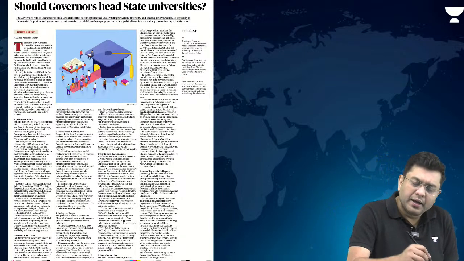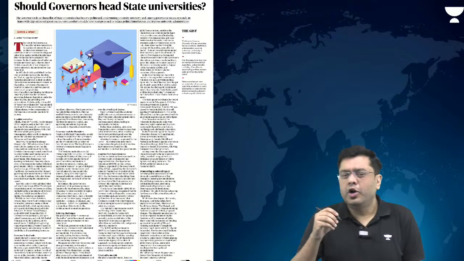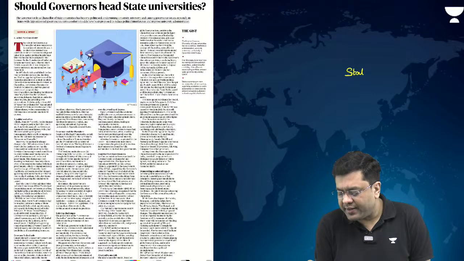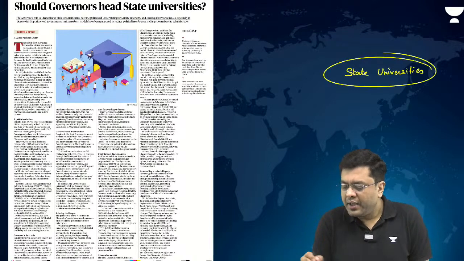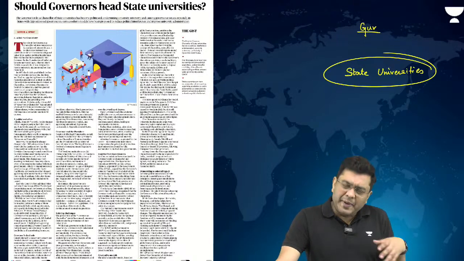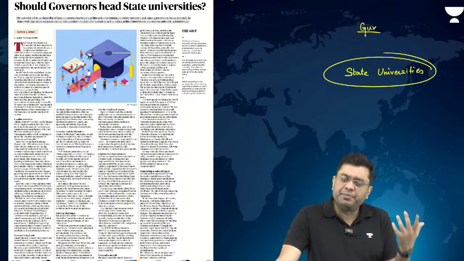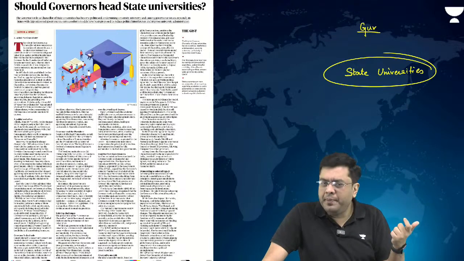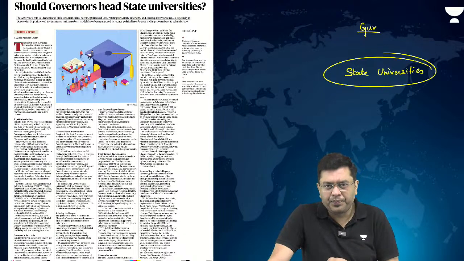Now, you see, the governor is the chancellor of all the state universities that are there, right? The governor is the chancellor. Now, most of us think that this is something which has been created recently or is something enshrined in the constitution itself. But this is a phenomenon which is a colonial legacy. This is something which the Britishers gave us.